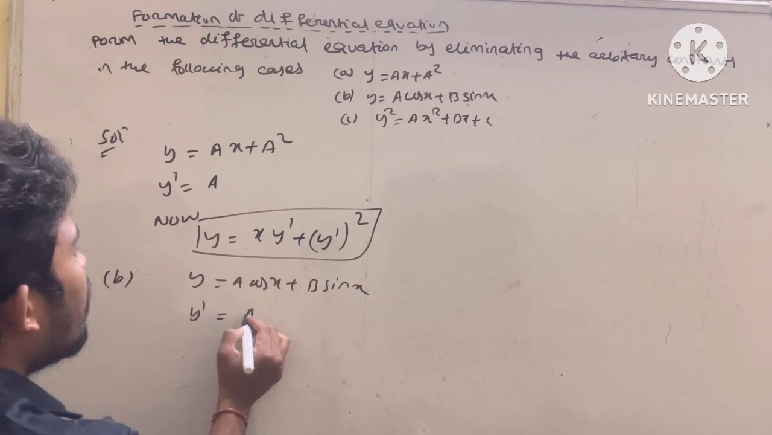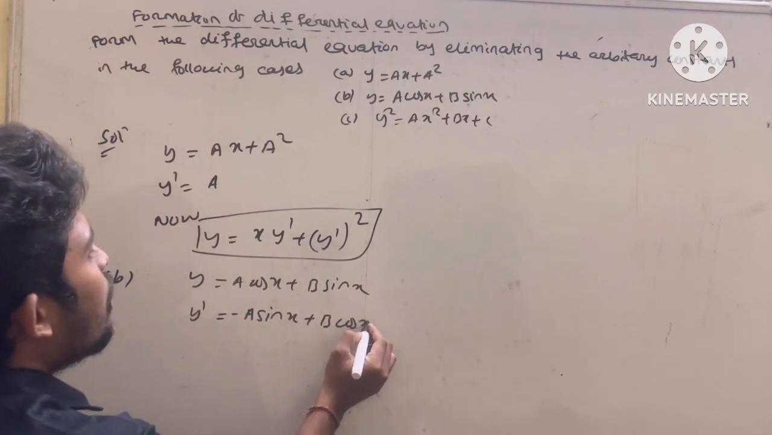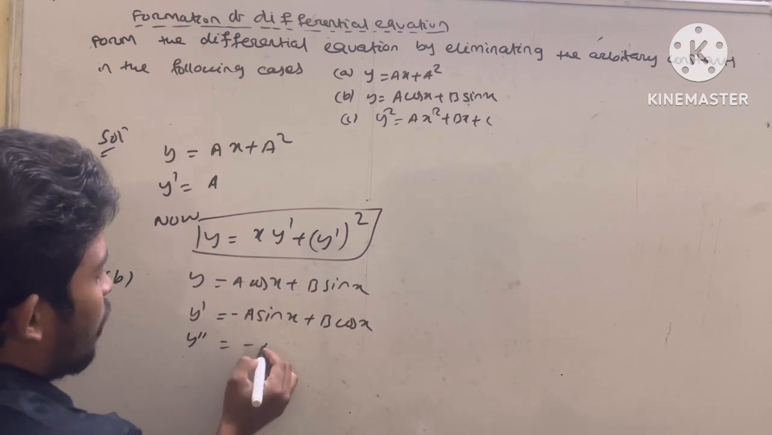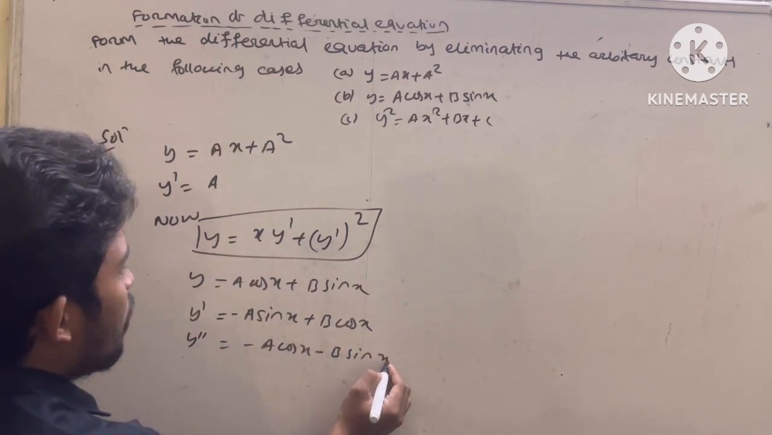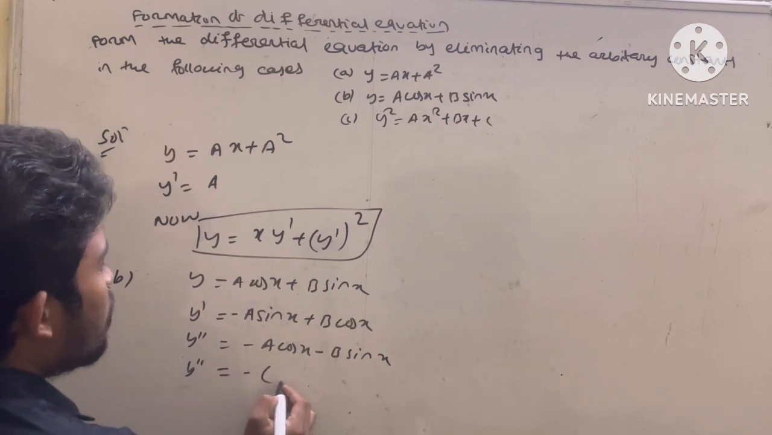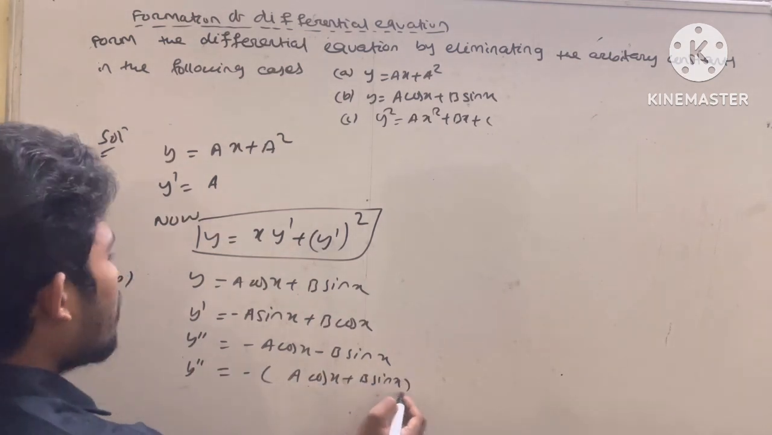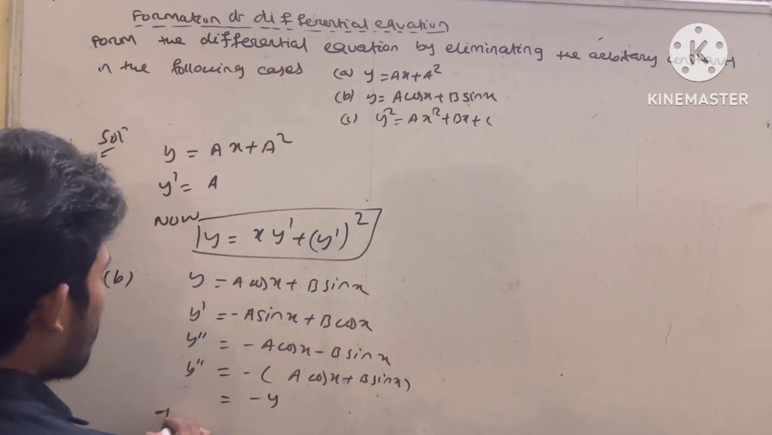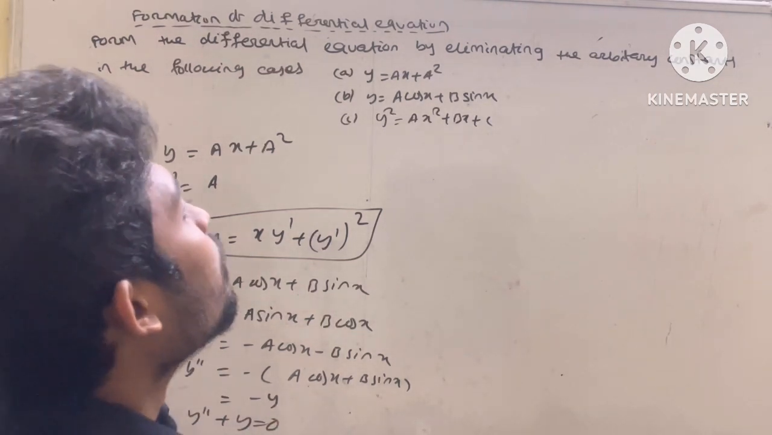Y dash is minus a sin x plus b cos x, and y double dash is what, minus a cos x minus b sin x. So this is y double dash. I take a minus common, minus of a cos x plus b sin x. And this is y. So minus y. So that is y double dash plus y equal to 0. So this is the differential equation that you have to get.